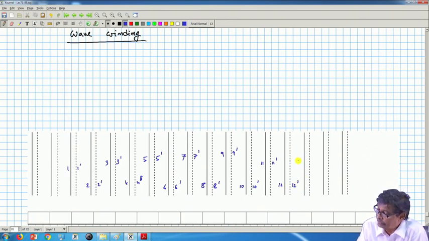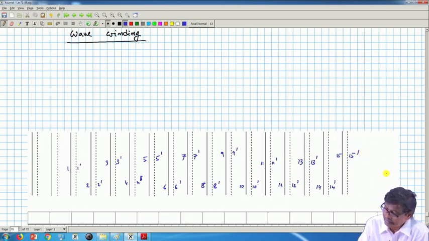This is slot number 12, this is 13, 13 dashed, 14, 14 dashed, this is 15, 15 dashed. Then have I missed any? 1, 2, 3, 4, 5, 6, 7, 8, 9, 10, 11, all are okay now. 15, 15 dashed, and then this should be 16, 16 dashed.